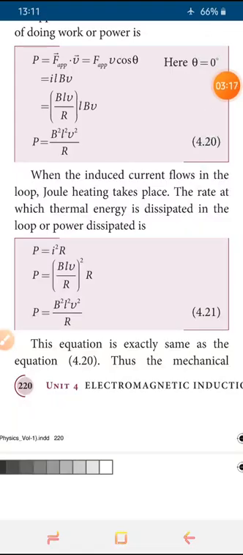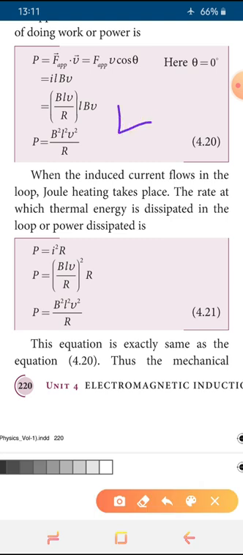So from the previous derivation, the previous 5-mark question, we are substituting the I value. What I we got from the equation 4.19, what equation are we using? From the equation 4.19, the I value is substituted in this equation. In 4.19, we got the I value as BLV divided by capital R. We are substituting in this I. Then BLV divided by R, the rest is LBV. Now B and B, L and L, V and V will multiply. Then the equation will become B square L square V square divided by capital R.